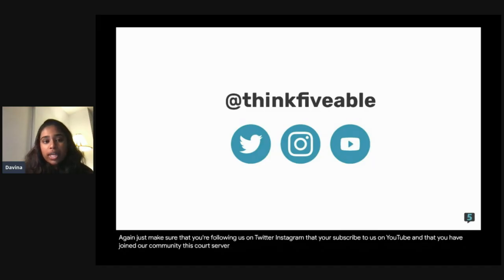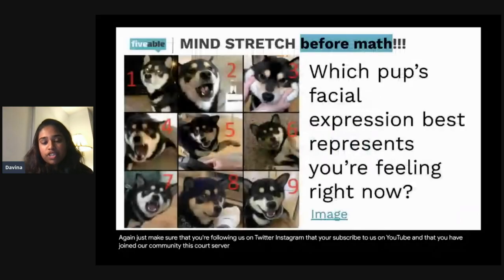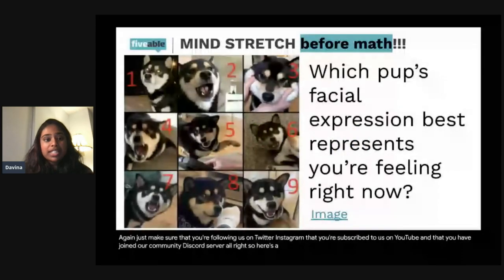All right, so here's a quick little icebreaker before we jump into our pretty big practice deck today. Which of these puppies' facial expressions best represents how you're feeling right now on a scale of 1 to 9?